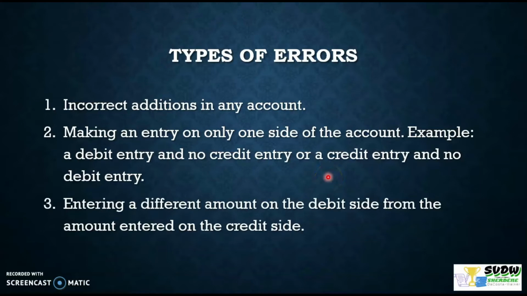And the third and final type of error is entering a different amount on the debit side from the amount entered on the credit side. So using back the same debtor and sales account, you may have entered 20 in the sales account and then entered 30 in the debtor's account. So there's a difference of 10 in those accounts.